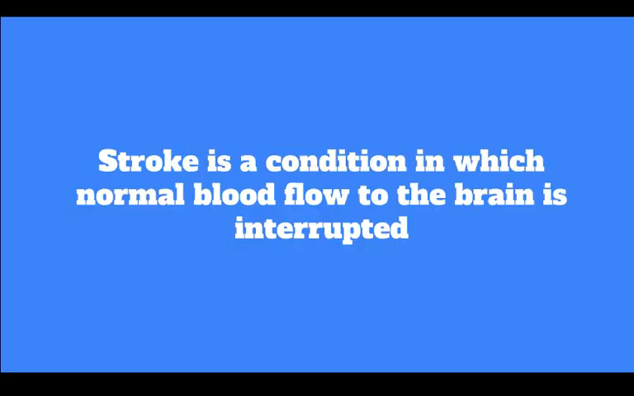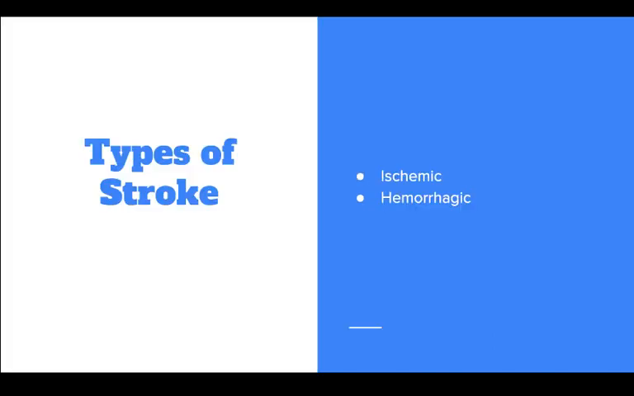Stroke is a condition in which normal blood flow to the brain is interrupted. Strokes can occur in two variations, ischemic and hemorrhagic. In ischemic stroke, a clot lodges in one of the brain's blood vessels, blocking blood flow through the blood vessel. In hemorrhagic stroke, a blood vessel in the brain ruptures, spilling blood into the brain tissue. Ischemic stroke and hemorrhagic stroke account for 87% and 13% of the total incidence, respectively. In general, the symptoms of ischemic and hemorrhagic strokes are similar. However, the treatments are very different.